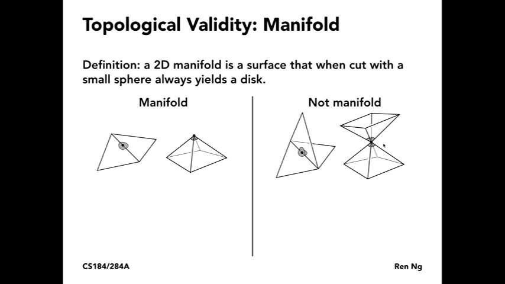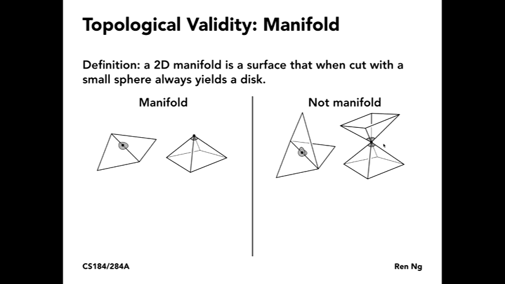Yeah, question? I'm a little bit confused about the definition here. How do you cut the 2D object? The question is, what do we mean by cutting with a sphere? Think of this polygon mesh as literally a three-dimensional object.